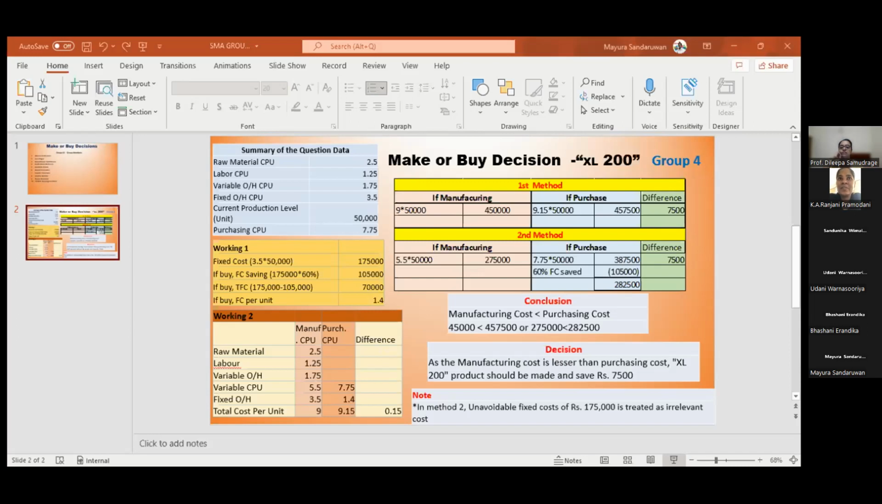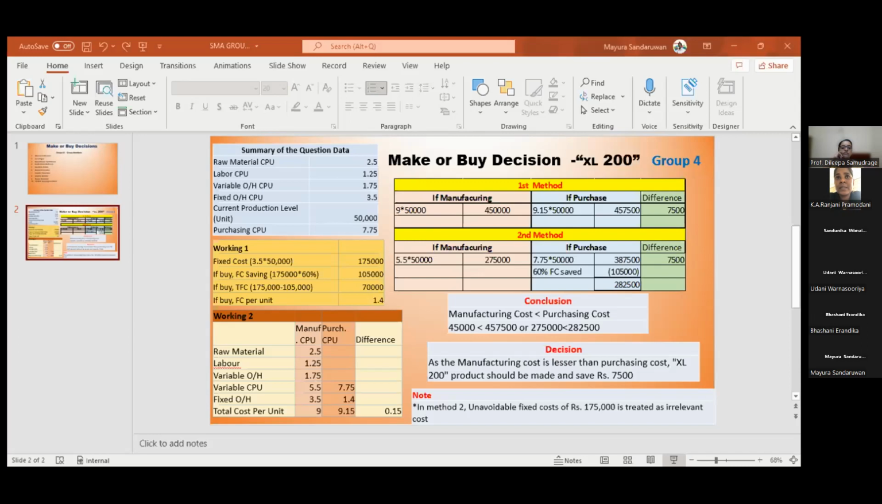We use two methods to answer our question. In the first method, we compare the total manufacturing cost with the total outsourcing cost to decide which option is more profitable. Here, we consider variable cost as well as fixed cost. According to our calculation, total manufacturing cost is 450,000 rupees and purchasing cost is 457,500 rupees.